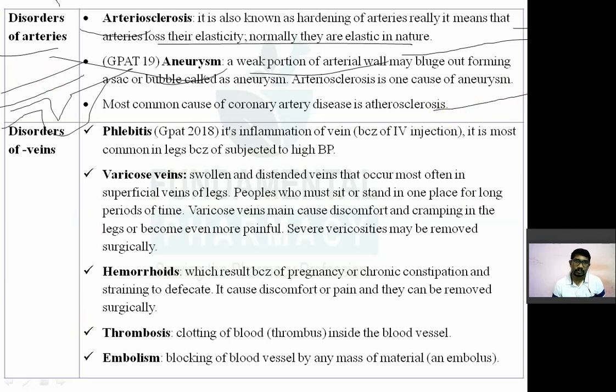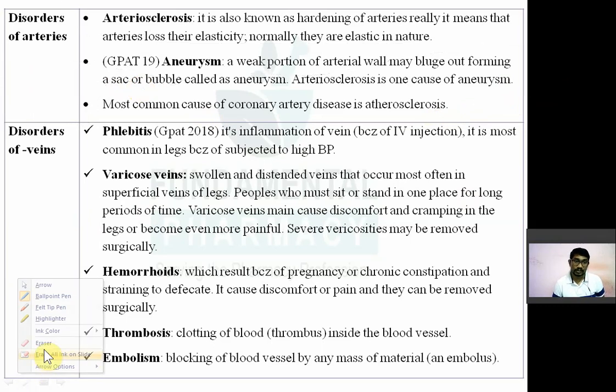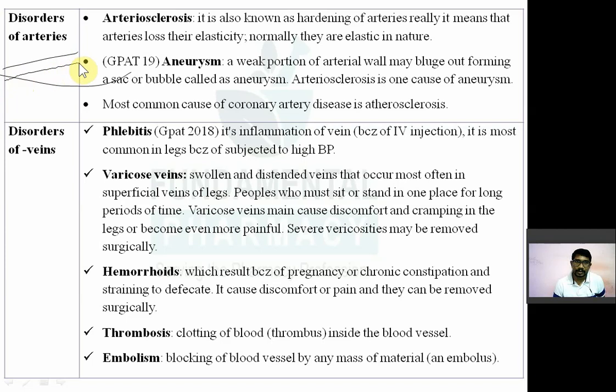There was a question in GPAT 2019 about what aneurysm is. So it is nothing but a weak portion of your artery that may bulge out, forming a sac or bubble known as an aneurysm. Normally your artery is smooth, but what happens in aneurysm? A weak portion of the artery will bulge out, that is known as an aneurysm.